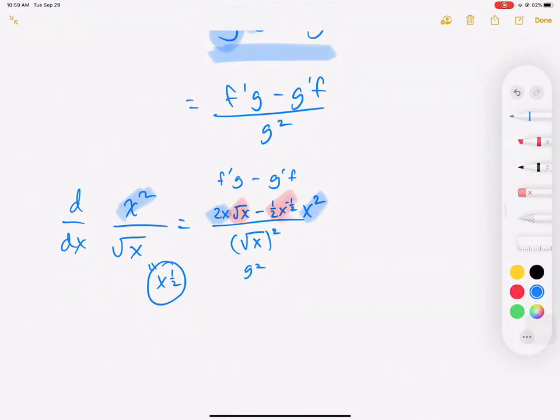To rewrite this, it's going to be 2 square root of x minus 1 over 2 square root of x, over x squared. You could probably simplify this, get rid of all the x's here. See, these are all x's, right? So if I want to rewrite it as 2 square root of x minus 1 over 2 square root of x times x. Something like that.